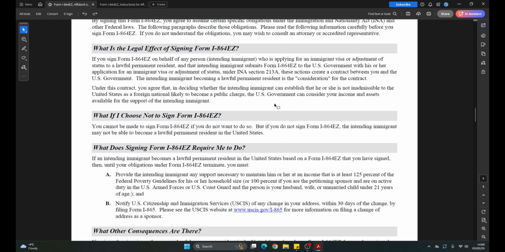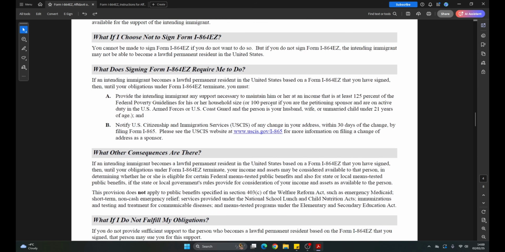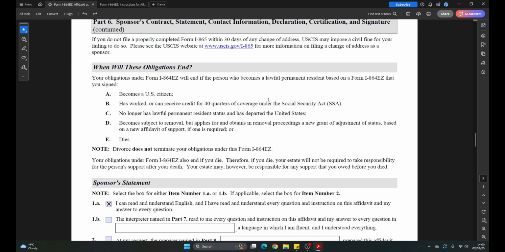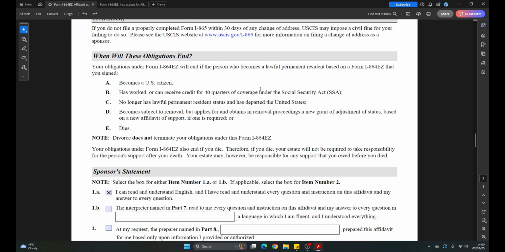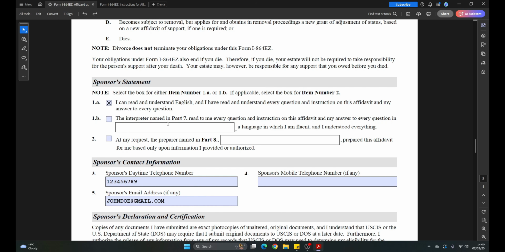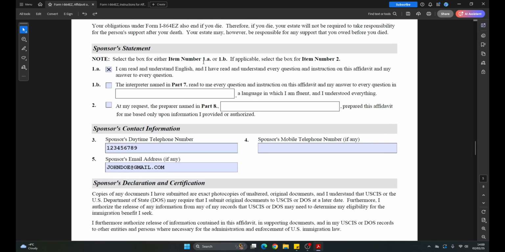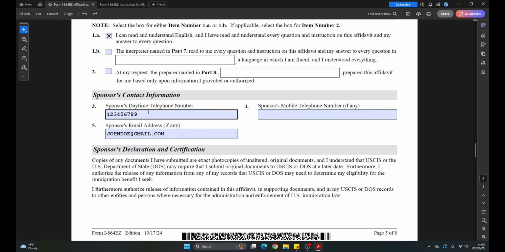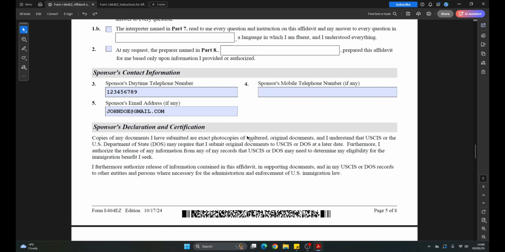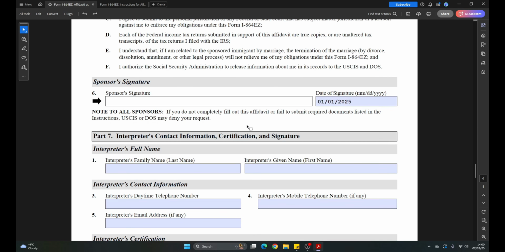And the final couple of parts of this form: read the obligations of the sponsor, read when your obligations will end as a sponsor, and sign this form. Check the box if you prepared this by yourself and if you understand English, or if an interpreter or preparer helped you, or both. Provide your contact information, and on this page, sign the form. You must sign this in pen.